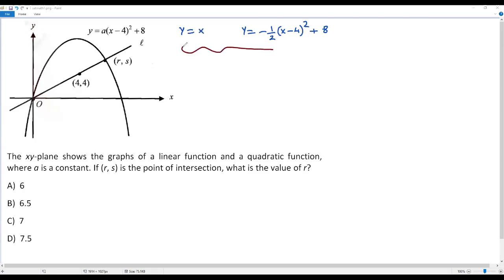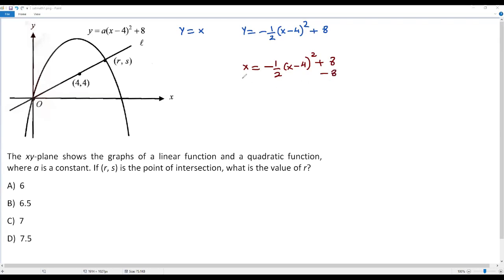Here we have the system of the linear equation and quadratic equation, and we have to solve for x in this system, which represents the x coordinate at the point of intersection. Okay, now to solve the given system, we can plug in this x for y over here, because in the first equation we have y equals x. Then I'm getting x equals negative 1 over 2 times (x minus 4) the whole square, plus 8.